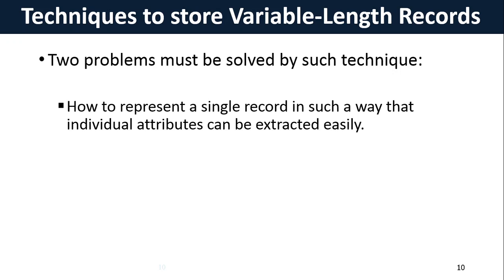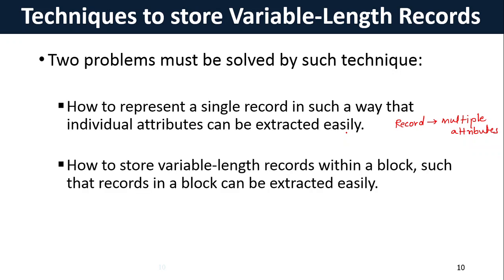So actually the record comprises of multiple attributes, right? So in a single record we are having multiple attribute values stored. So we need to have a technique such that it represents a single record in such a way that individual attributes can be extracted easily. The second issue that the technique needs to address is regarding extraction of entire record.